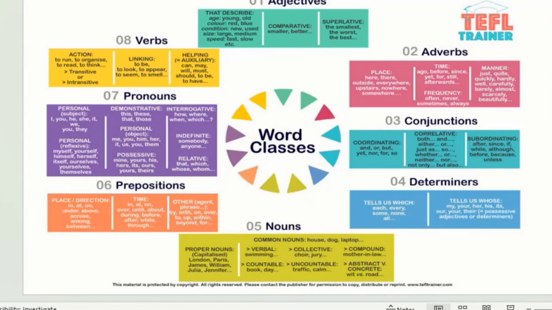Interrogative. How are you? Where are you? What are you doing? When are you coming back? All these are pronouns, but they have names. They are classified into personal, demonstrative, and interrogative.